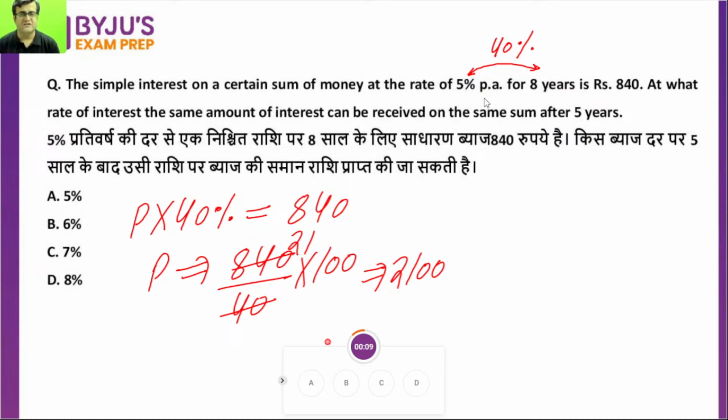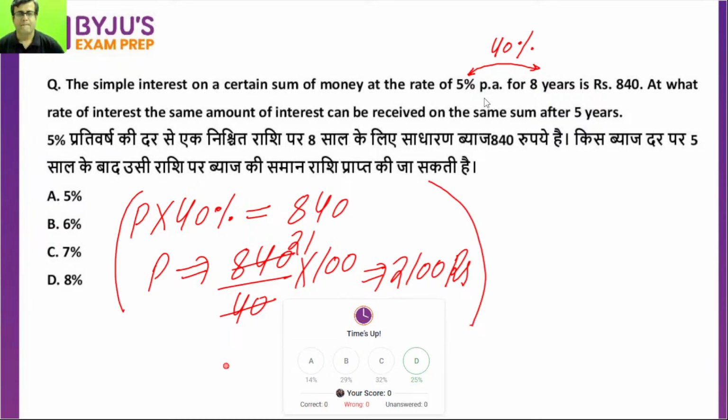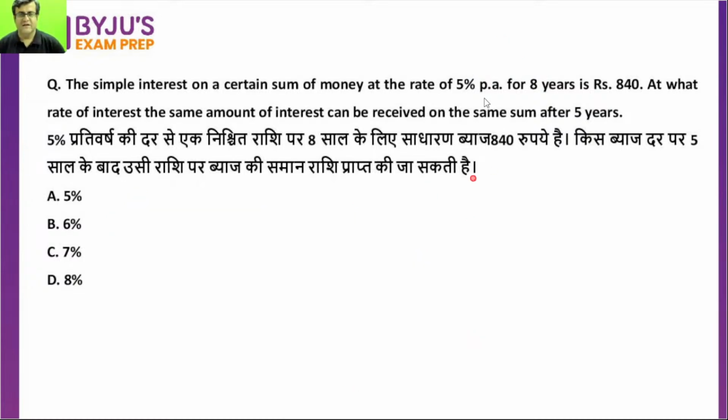At what rate of interest can the same amount of interest be received on the same sum after 5 years? So principal you got 2,100 rupees. Is this clear, guys? Yes, 5%, 8 years. But I will suggest you one more thing. One way, they are saying they want to get the same interest. Simple interest in the first case should be equal to simple interest in the second case. That is what the question is demanding.